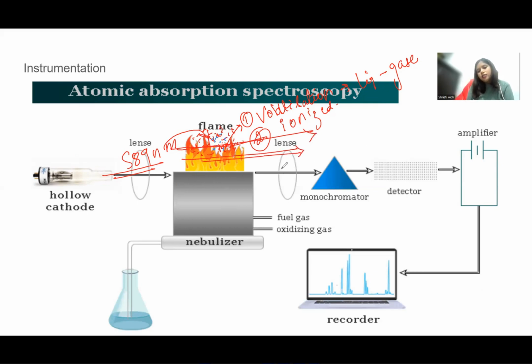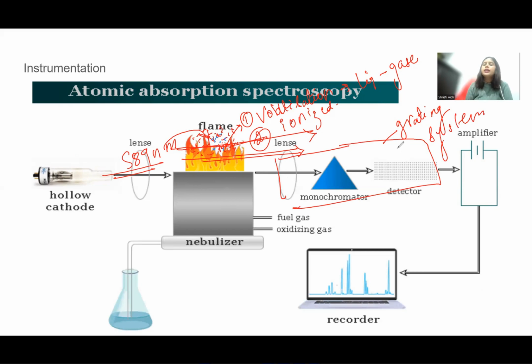Now this radiation will pass through a grating system. It might have a chopper, a monochromator, a series of mirrors and prisms. We are not going into the setup in detail, we're just looking at the overview. The remaining radiation, which is not absorbed by sodium, travels through the monochromator, and the detector gets the signals. These signals are very small, so they are amplified so that we can read the output.